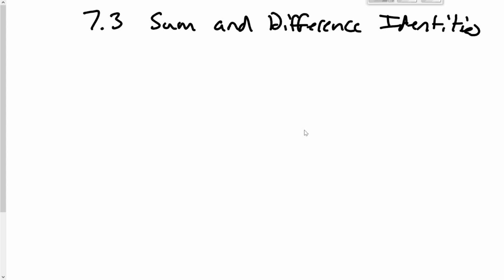We're going to make in section 7.3. It's talking about the sum and difference identities. Well, the first identity we're going to talk about is cosine. So we're going to look at cosine.